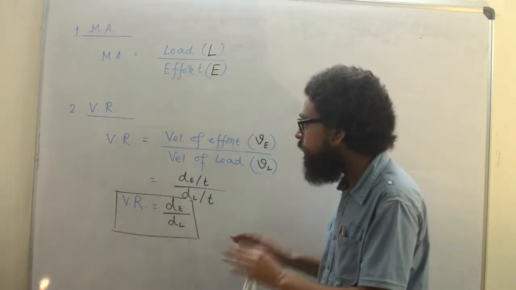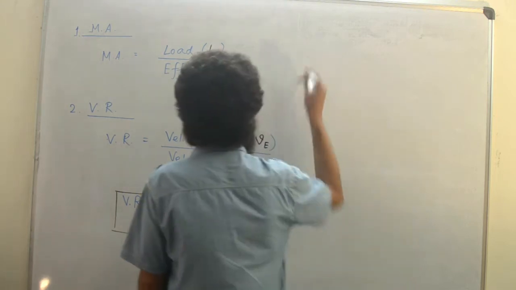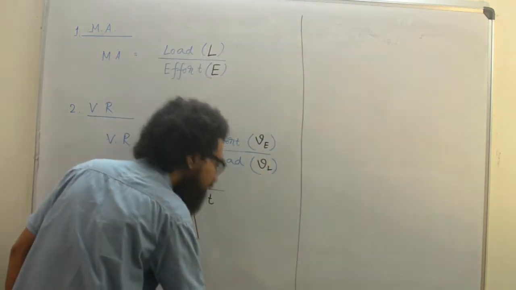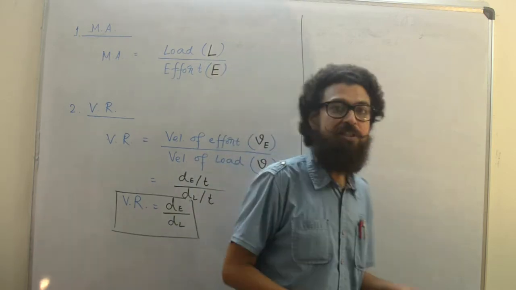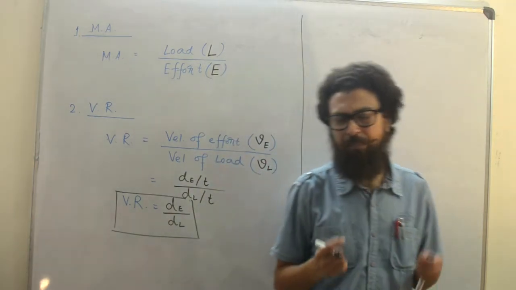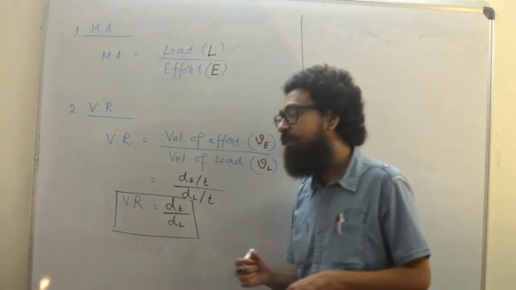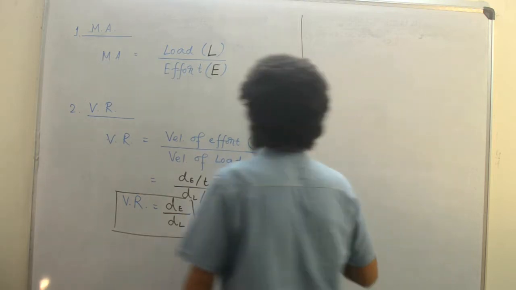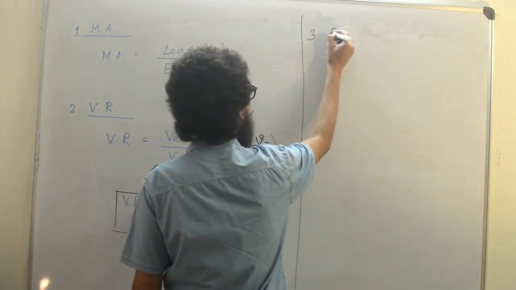Okay, so these are the two terminologies, and now we'll go to the third one, and this is very important. Already in the work power energy chapter I told you about this concept, but I didn't elaborate, but now we'll go for it, and that is called efficiency.